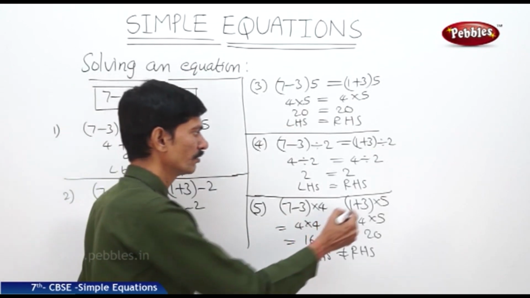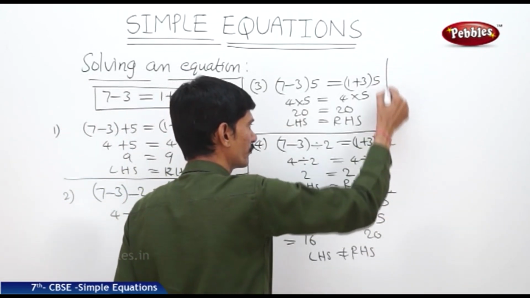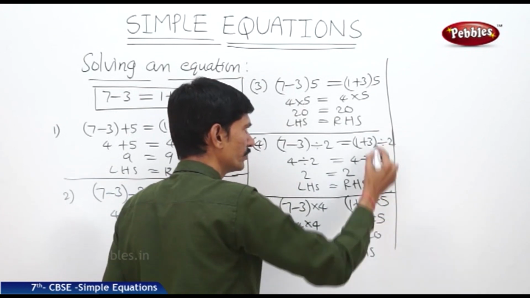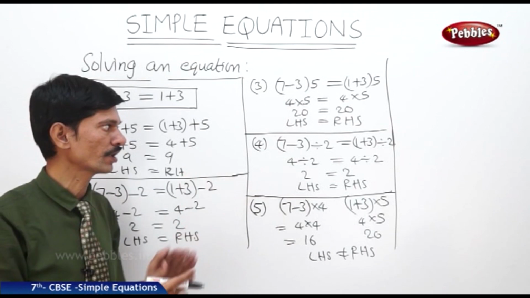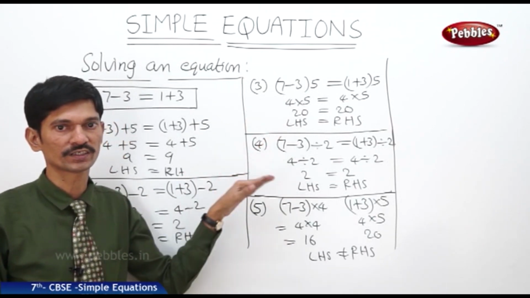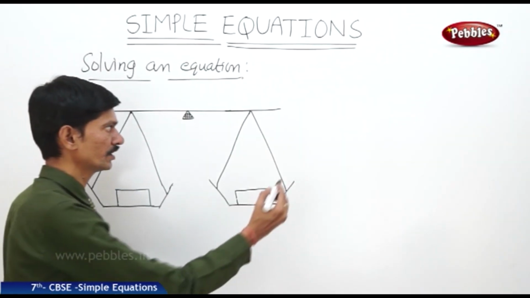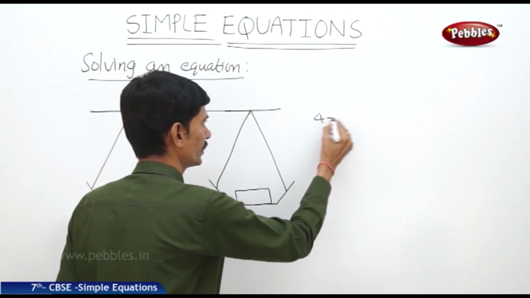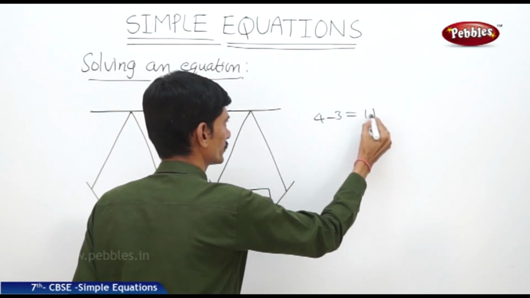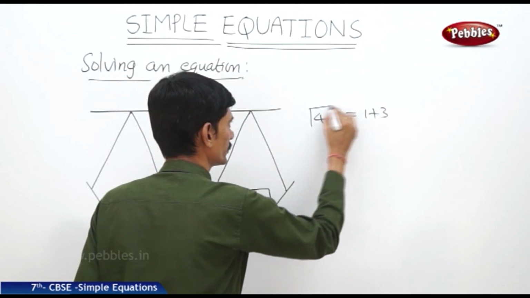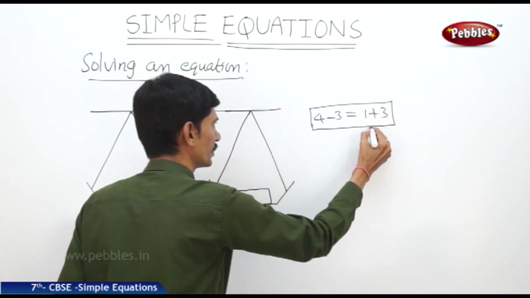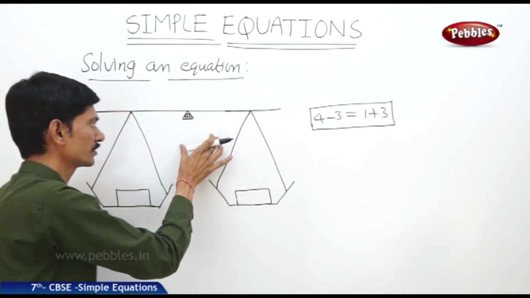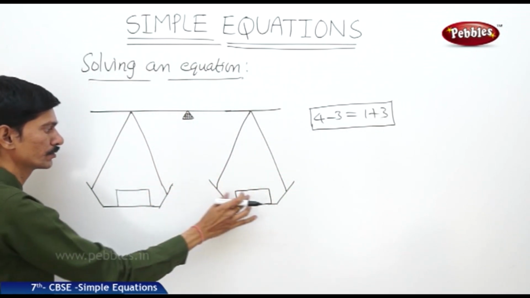So this is what solving an equation means: when you do the same mathematical operation on both sides of the equality sign. So these are the different cases. Now if you take the equation 4 minus 3 equals 1 plus 3, in this equation, this balanced equation is like a weighing balance with equal weights in the two pans.